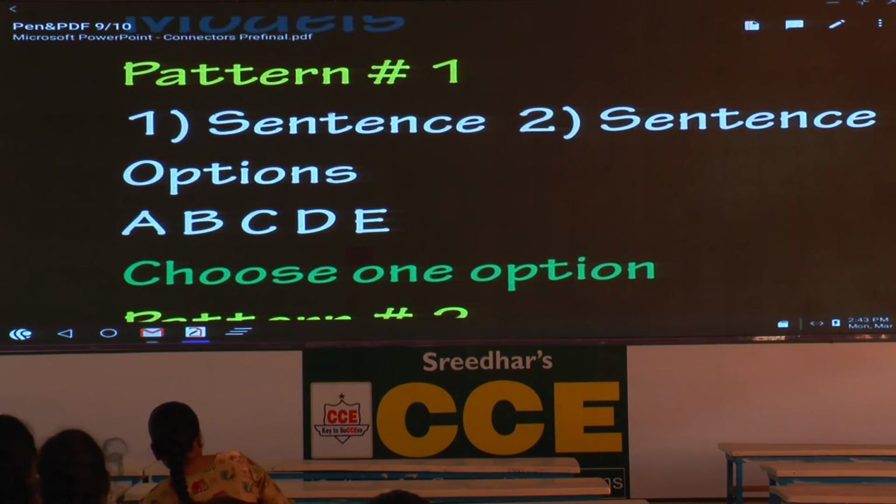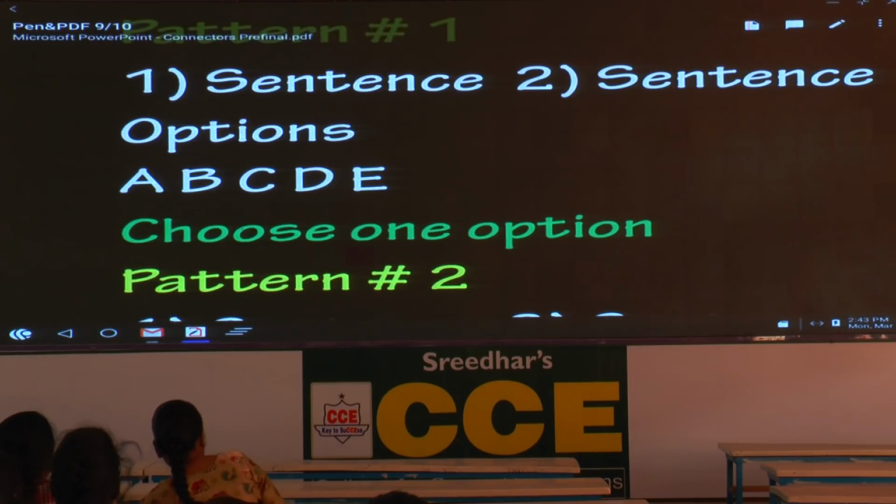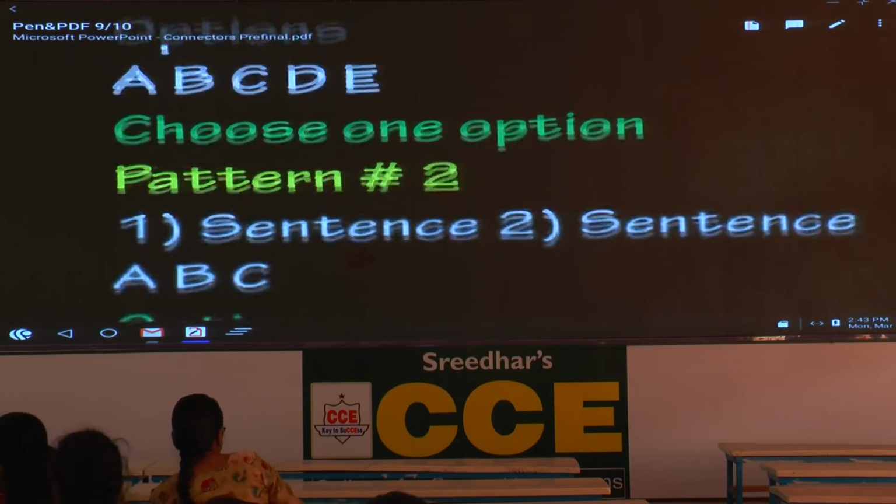What is this pattern? You see two sentences, sentence 1, sentence 2. Then options, you see 5 options, A, B, C, D, E. And choose one option. Your job is only to choose one option. This is rather easy. One model, one pattern. What is the second pattern?